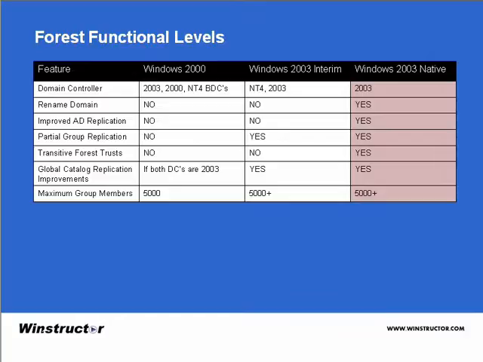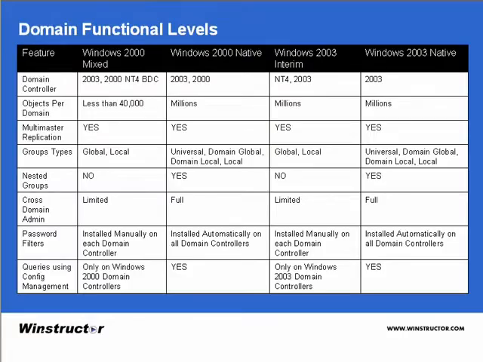I recommend you pause the video on this table, and you can see there are quite a few good reasons why you should run Windows 2003 domain controllers at the Windows 2003 forest level, such as the ability to rename domains, improved replication, and transitive forest trusts. Now, this may not be possible in your environment, but be sure to check out this table to see what you can and can't do depending on your forest level. Now let's move on and take a look at domain functional levels.